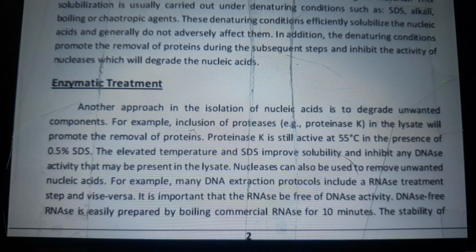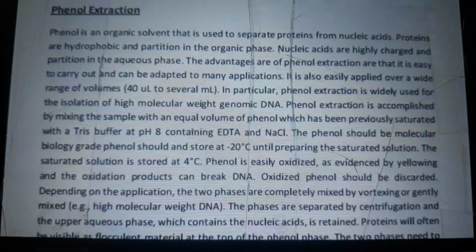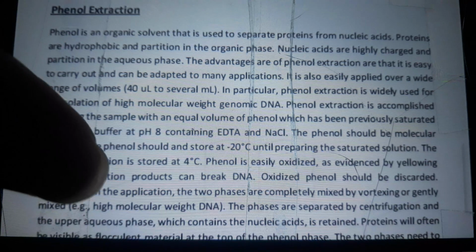Nucleases can also be used to remove unwanted nucleic acids. For example, many DNA extraction protocols include an RNase treatment step and vice versa. It is important that the RNase be free of DNase activity. DNase-free RNase is easily prepared by boiling commercial RNase for 10 minutes. The stability of RNase makes the preparation of RNase-free DNase more difficult. RNase-free DNase should be purchased from a reliable vendor or tested before it is used.